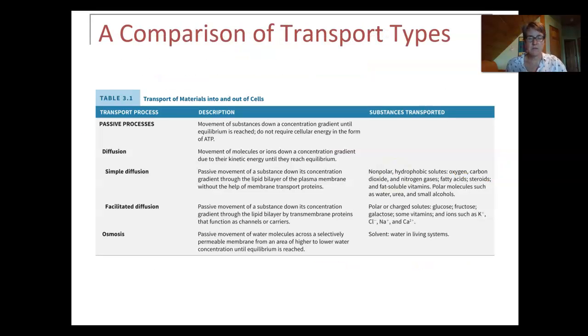Okay, so this table, which is rather helpful, gives you an overview of the passive processes. So I had diffusion, and diffusion was simple diffusion and facilitated diffusion. But remember, I have two different types: channel-mediated facilitated diffusion or carrier-mediated facilitated diffusion. And then I have osmosis, and osmosis was the movement of water. And you kind of want to know that water goes to the party.